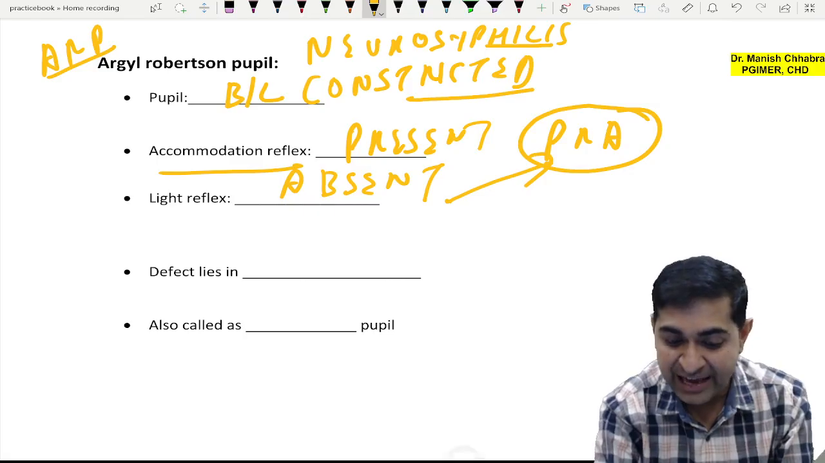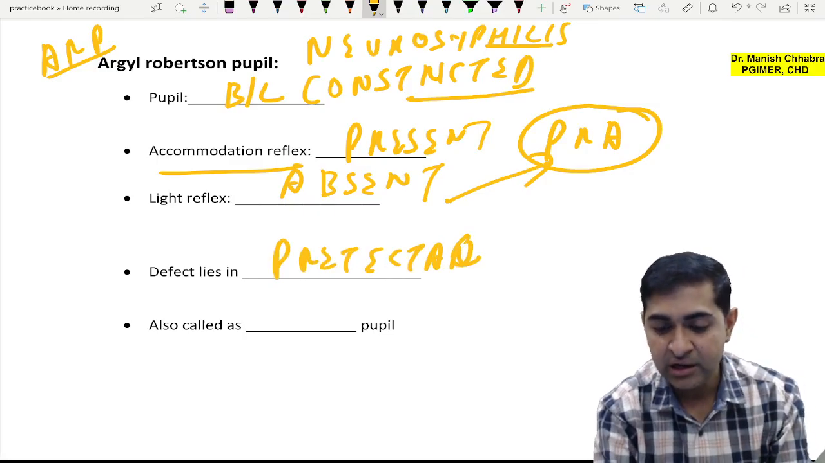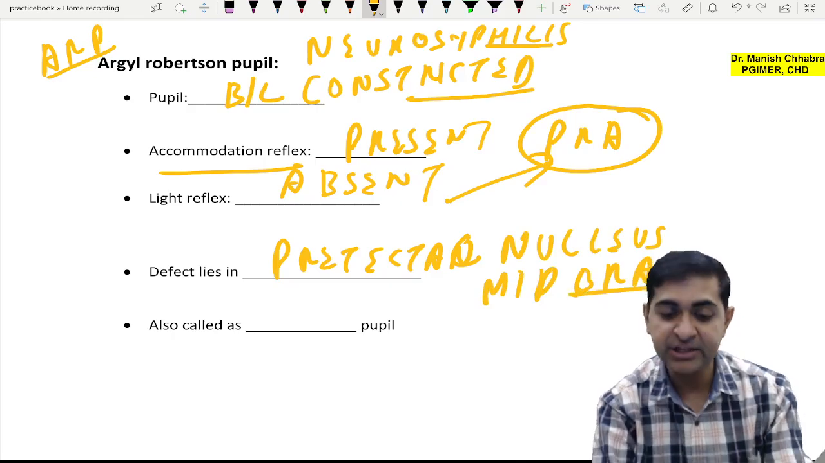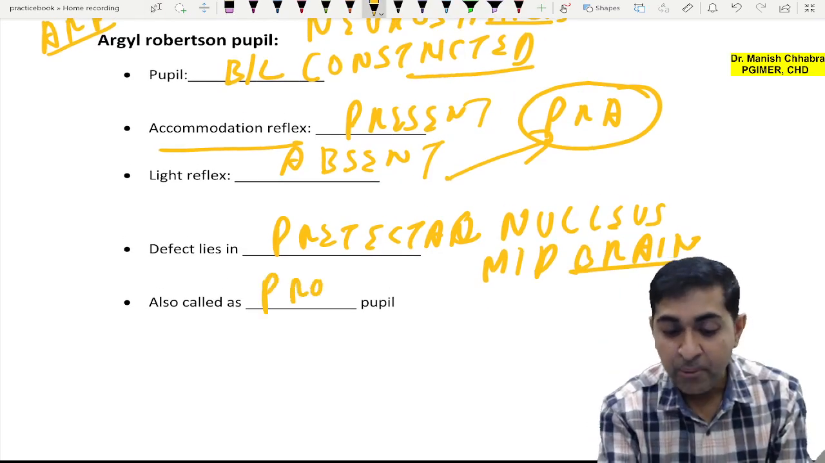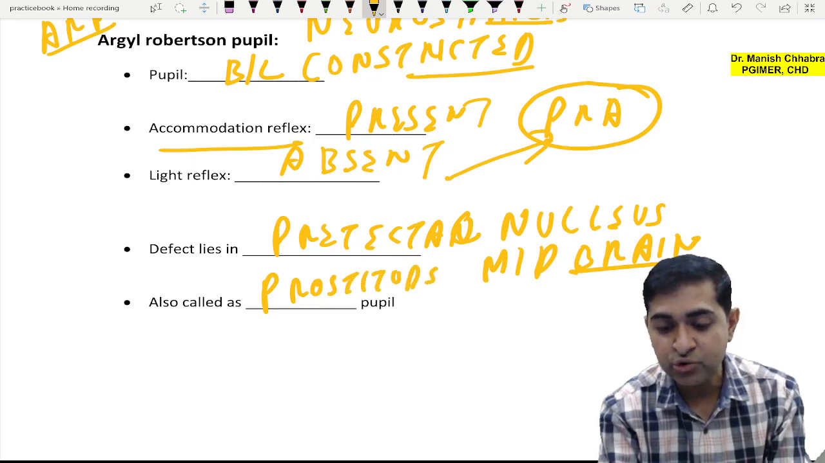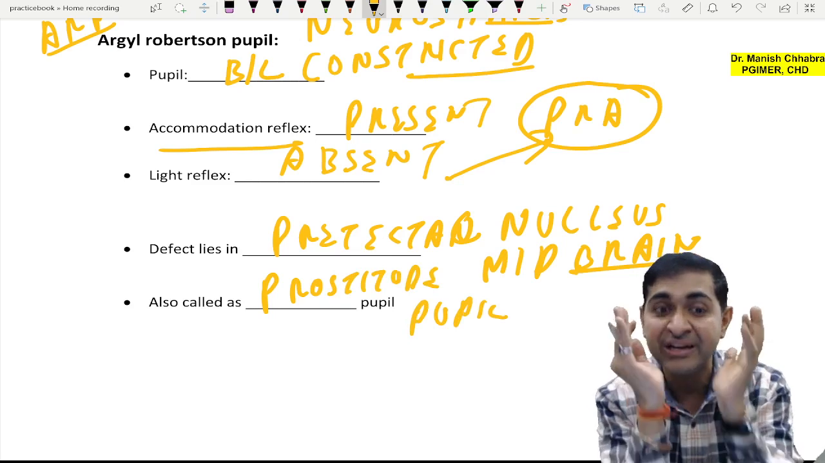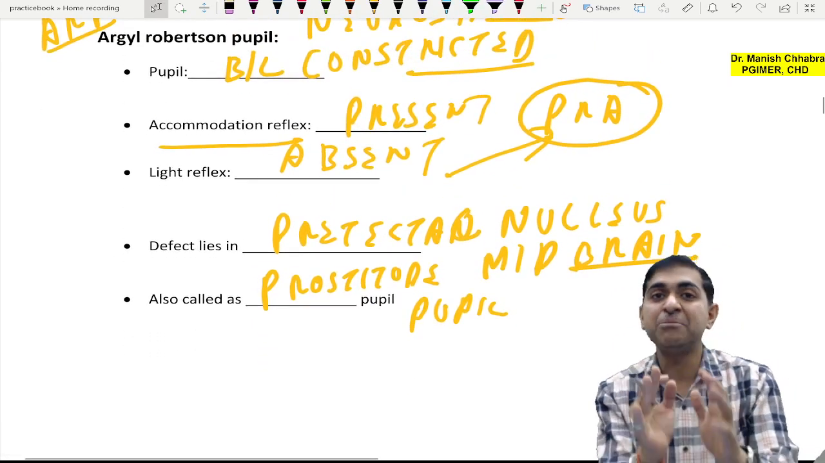And the defect lies in the pretectal nucleus of midbrain. And this is also called prostitute pupil because it accommodates but does not react. All right, so this is about your Argyll Robertson pupil.